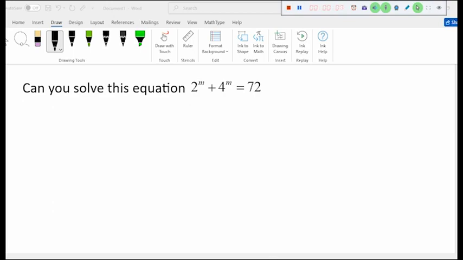Can you solve this equation? It's a very beautiful and attractive equation. How to solve it? In this video I explain. I invite you to watch it up to the end of this video. So how can we solve this equation?